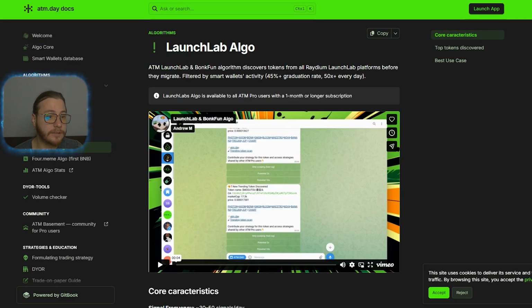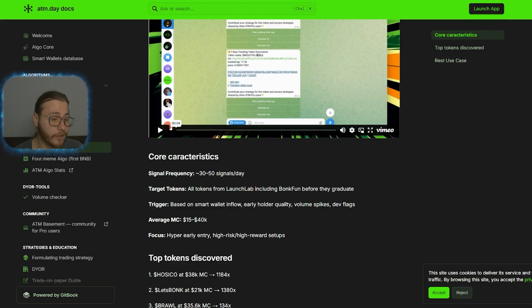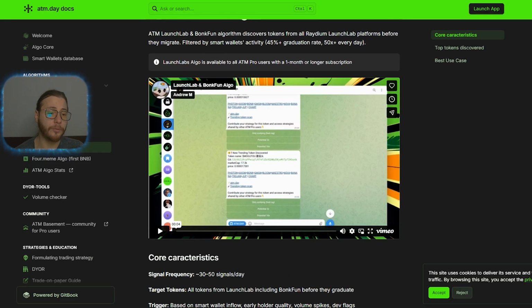As you can see here, there is a 45% graduation rate and 50 signals every day. Signal frequency is of course how many signals, messages you will get from this bot every day. So it's very good that we see a very high number, because we will always be on time with every piece of information, and based on this information we will be able to make much better choices on the market.